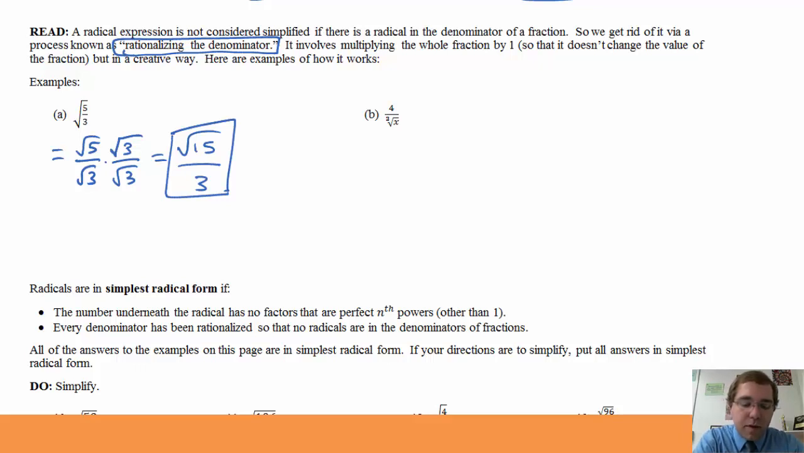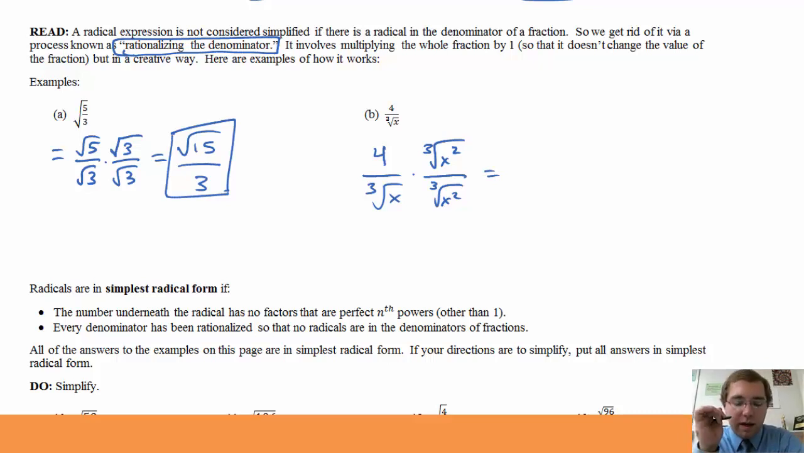Part B. 4 over the cube root of x. Okay? So 4 over the cube root of x. Here's how I do it when it's not a square root. I'm going to multiply by the thing that will make it a perfect cube on the bottom. So I'm going to have to multiply by the cube root of x squared, and you'll see why in a second, rather than just the cube root of x.